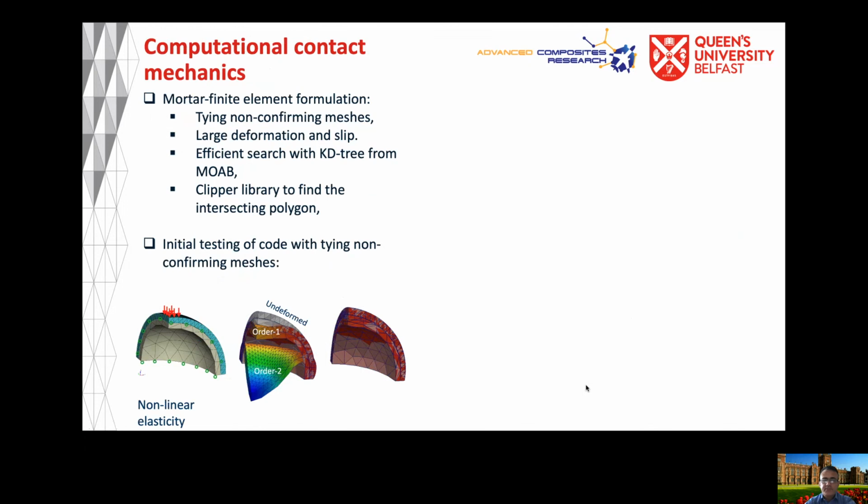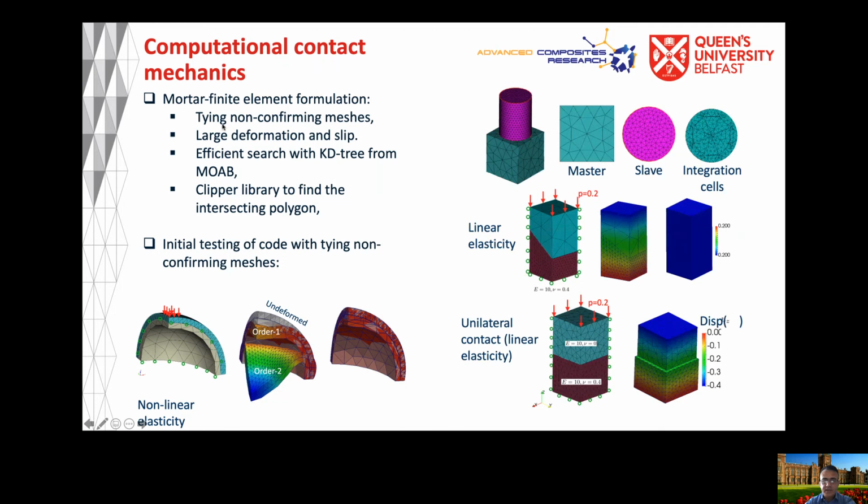So finally, again, I worked on the contact mechanics. So I developed this mortar finite element contact formulation. And the code can be used for tying non-conforming meshes. As you can see in this figure, there is a very fine mesh here, and then a very coarse mesh here. And these are some of the novel contributions that we did. And again, this is some initial testing of the code. So the code, as you can see in this case, can tie these two non-conforming meshes.